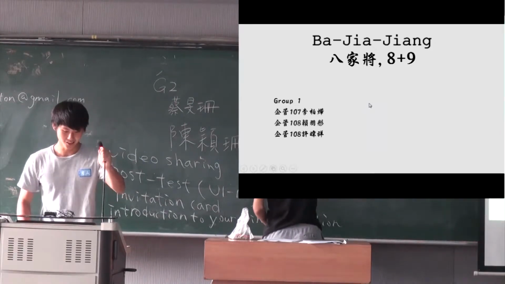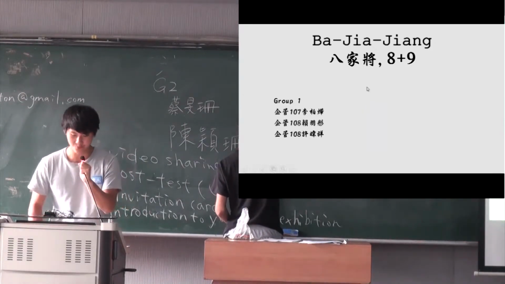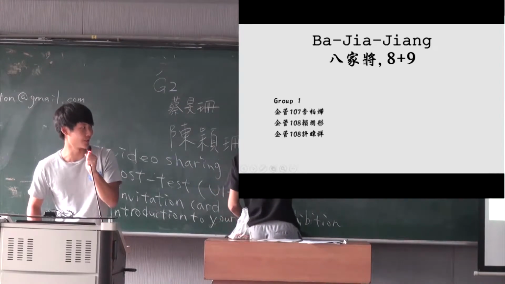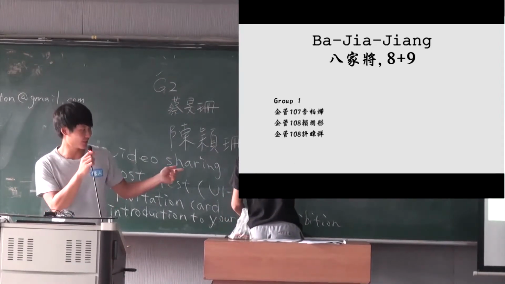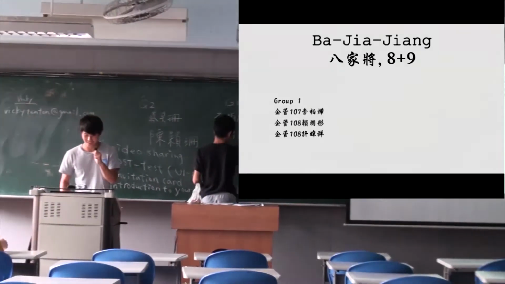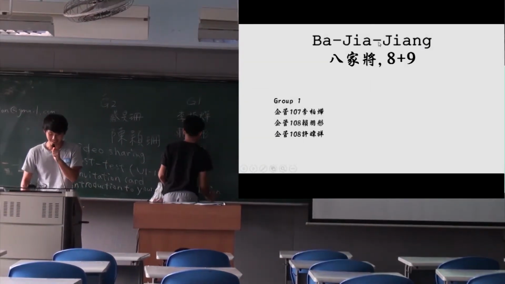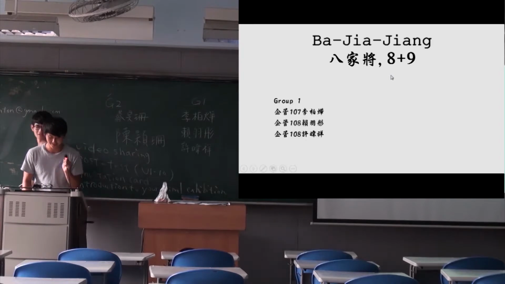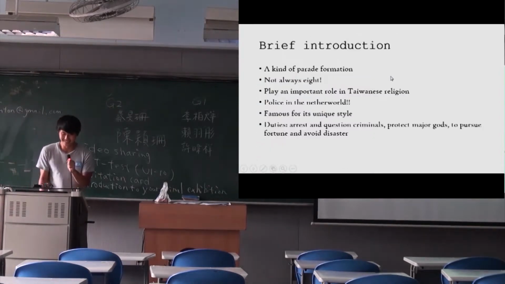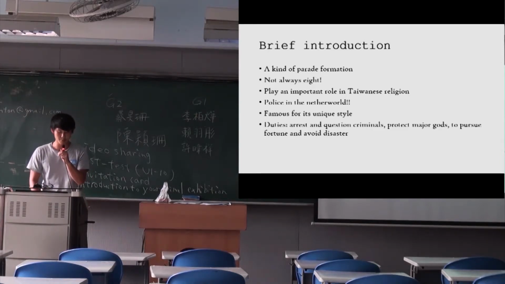Hi everyone, we are Group 1. I'm 李博业. He is 徐伟翔. She is 赖雨桐. Okay, and our topic is 八家将. Let me give you a brief introduction about 八家将. It's a kind of parading formation, 就是阵头. And it's not always 8, it can be 7, 9, 11, and so on. And they play an important role in Taiwanese religion and traditional culture.